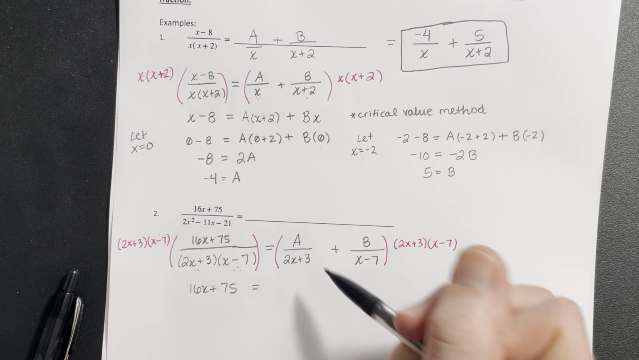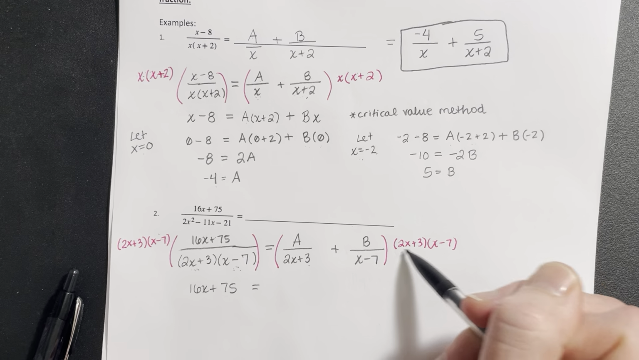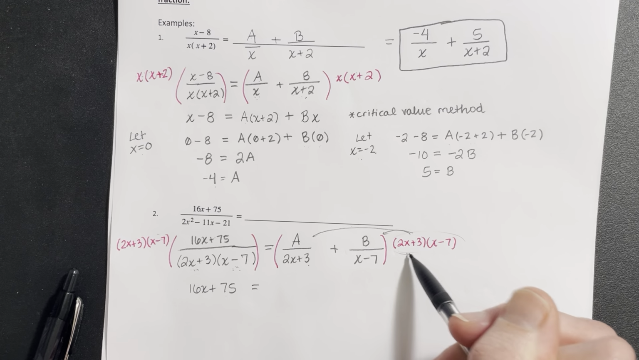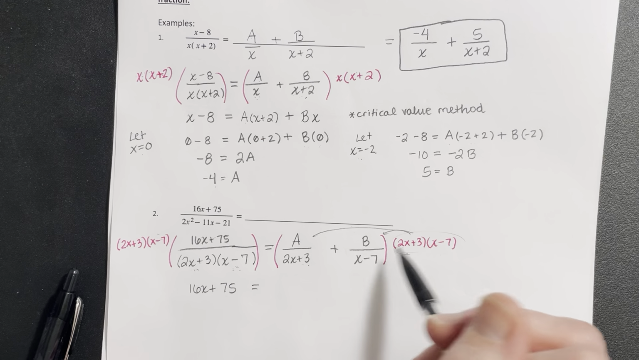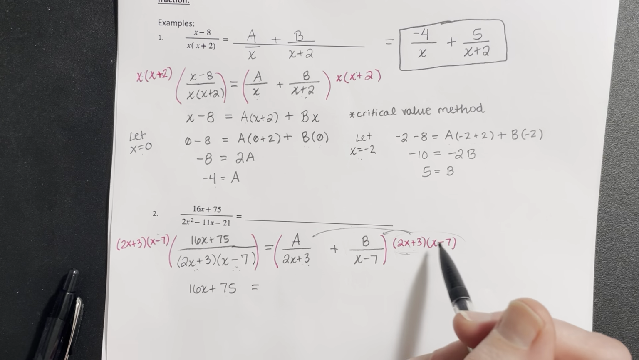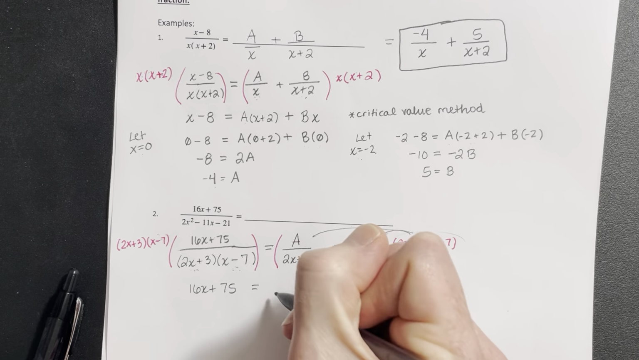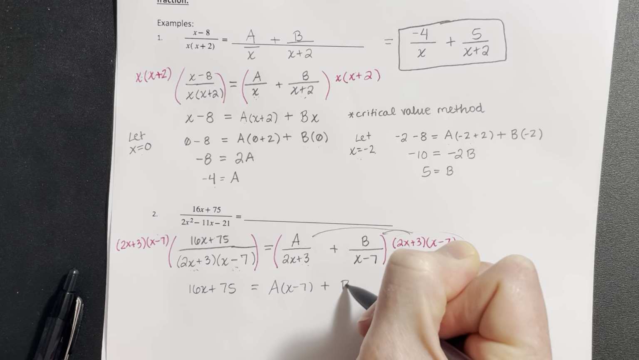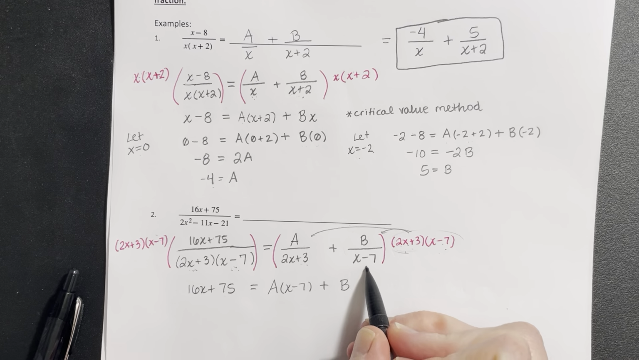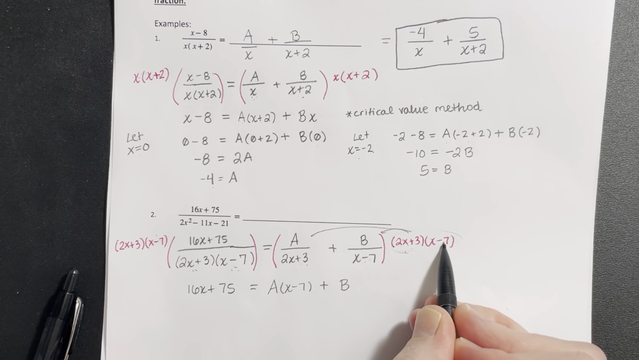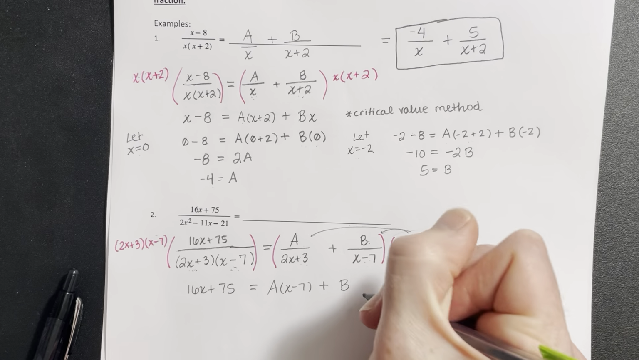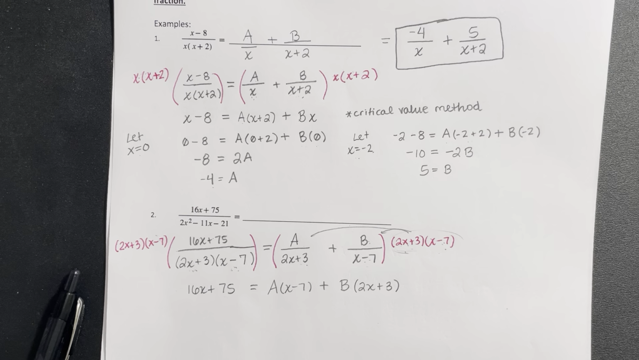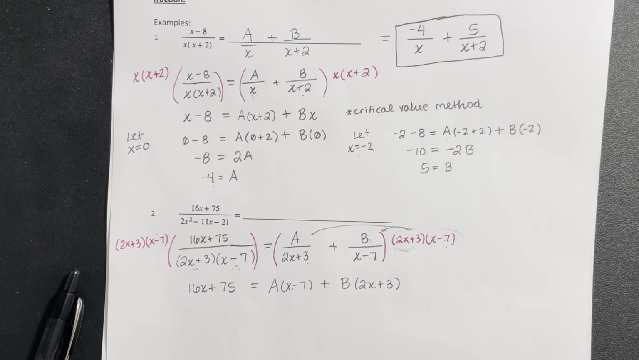In the right side, a over 2x plus 3 multiplied by our common denominator, 2x plus 3 times x minus 7. The 2x plus 3's would divide out, leaving me with just a times x minus 7. Plus, and then the second fraction here, b over x minus 7, the x minus 7's would divide out, leaving me with just b times 2x plus 3. Now again, we're choosing critical values for x.